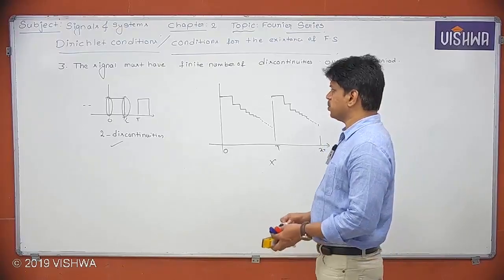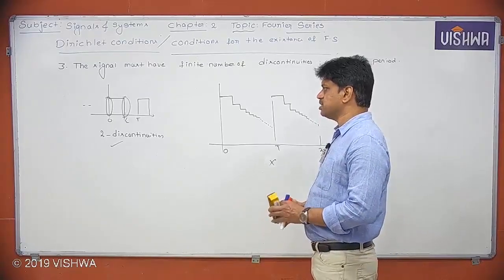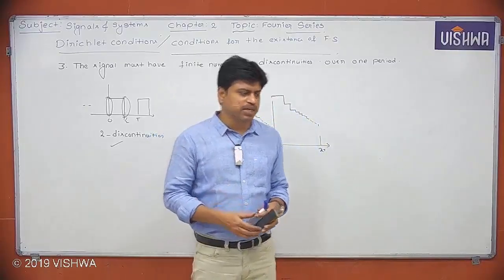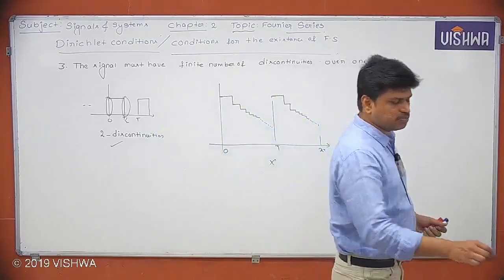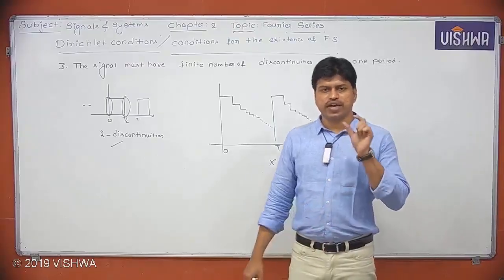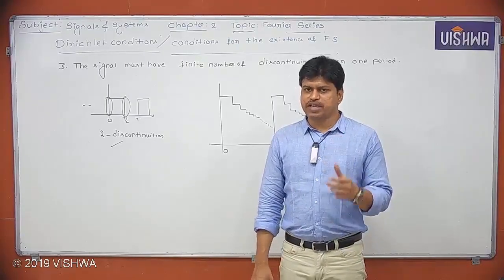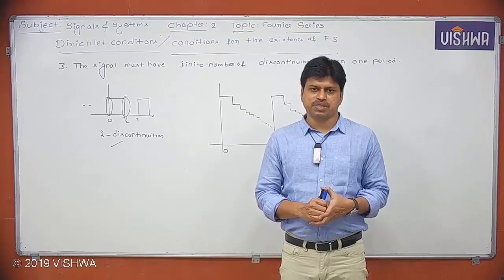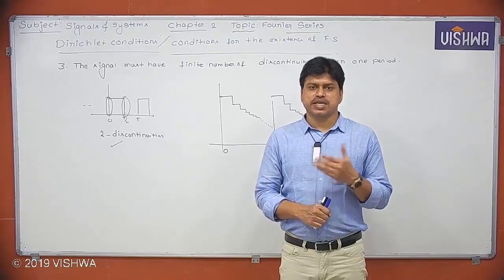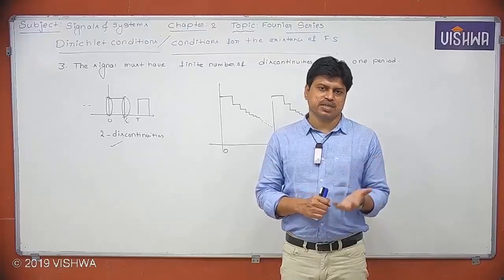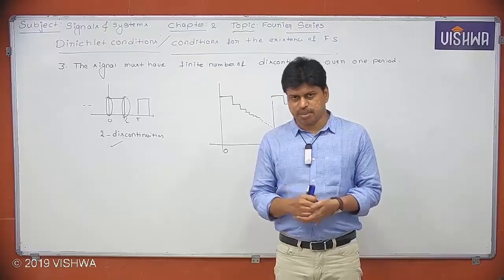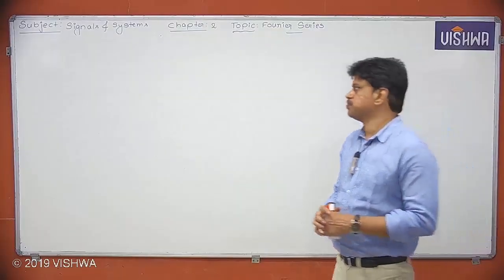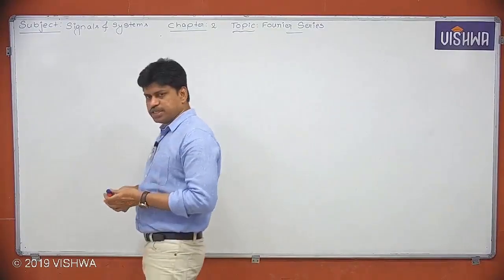From this I can conclude that we have three Dirichlet conditions. The first condition says the signal must be absolutely integrable over one period, and it must have a finite number of maxima and minima, and a finite number of discontinuities. If these three conditions are satisfied, that means the signal satisfies the Dirichlet conditions, then it has the Fourier series. That is as simple as that. I hope you understood. So that's about the Dirichlet conditions.